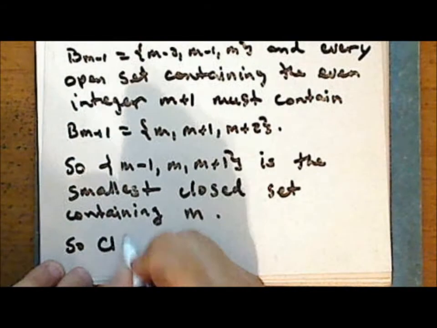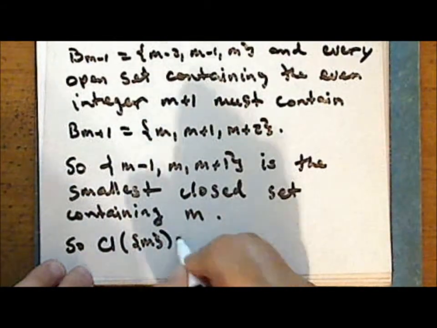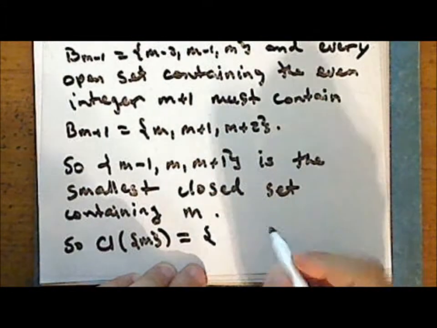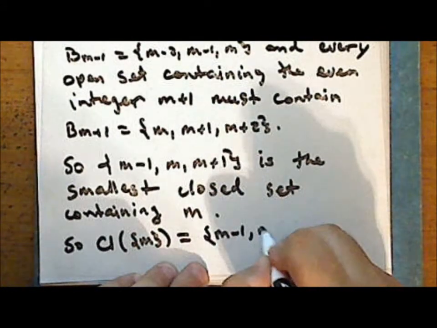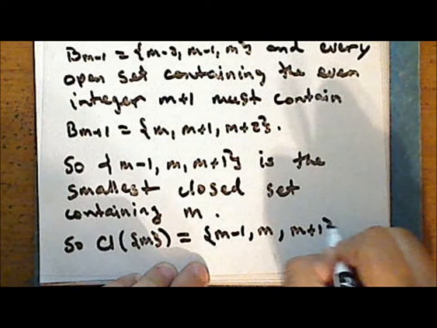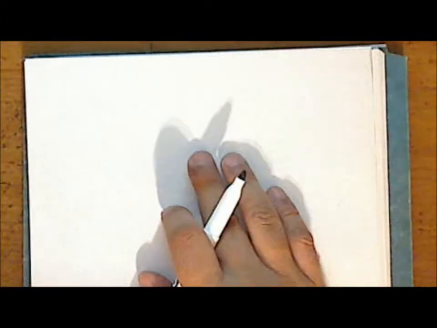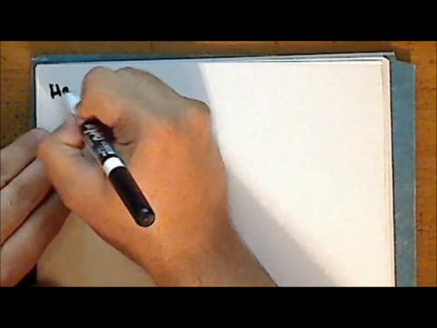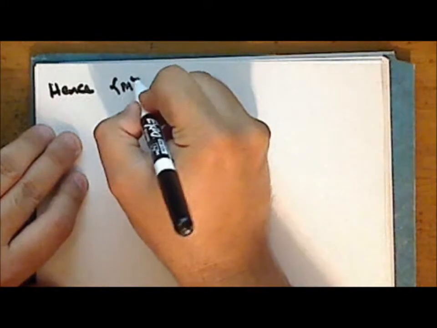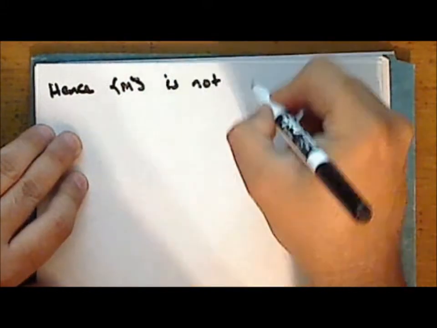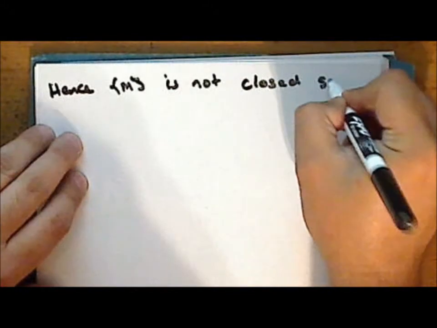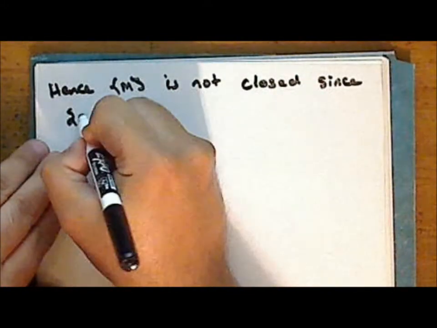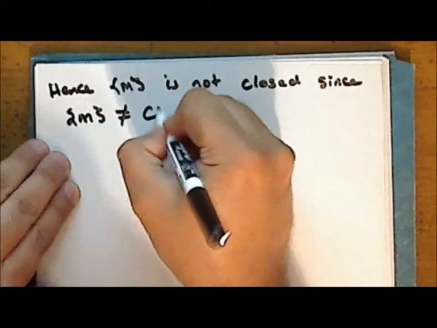And so the closure of the singleton containing the odd integer m is the 3-point set containing the even integer m minus 1, the odd integer m, and the even integer m plus 1. And hence the singleton containing the odd integer is not closed, since it does not equal its closure.